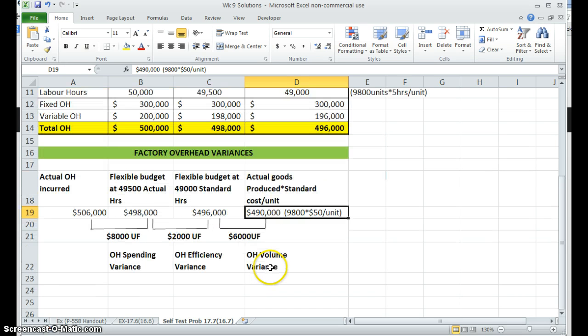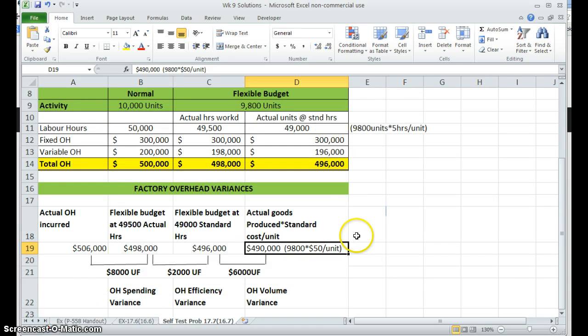So so long as you understand and remember this layout, you should be alright. So go through these questions, and if you have any difficulties, just give me a call, and I'll try to help you out. That's about it. Thank you.